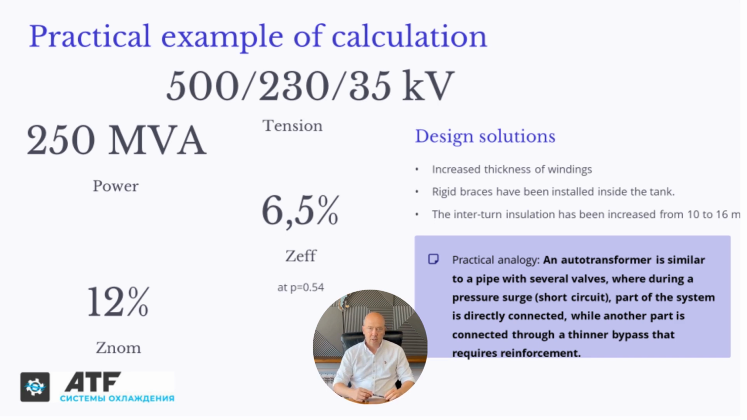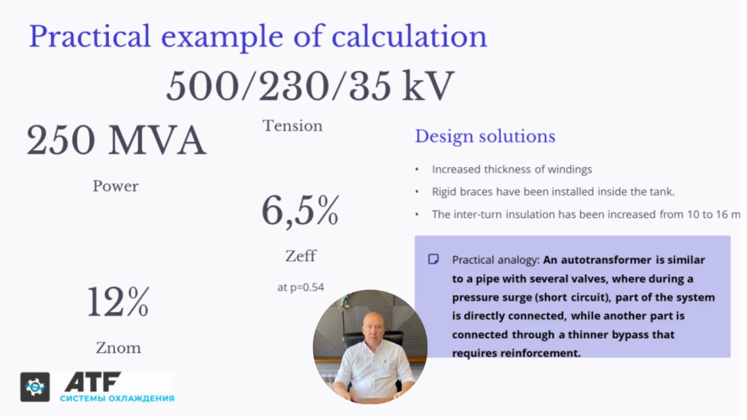Practical example: a transformer rated 250 megavolt amperes, 500 to 230 to 35 kilovolts, nominal resistance 12%, benefit factor 0.54, giving an effective resistance of about 6.5%. The calculated short-circuit currents are almost twice the nominal current. For stability, the design includes increased winding thickness, rigid spacers inside the tank, and interturn insulation increased from 10 to 16 millimeters.